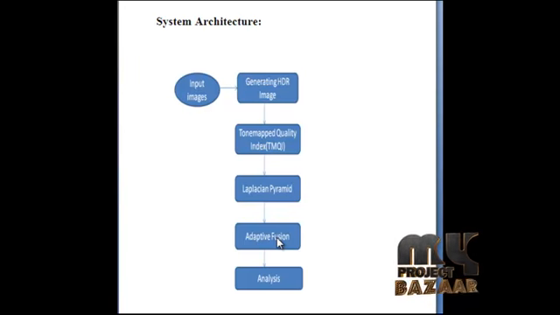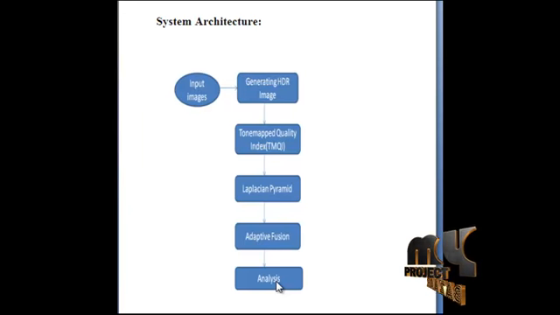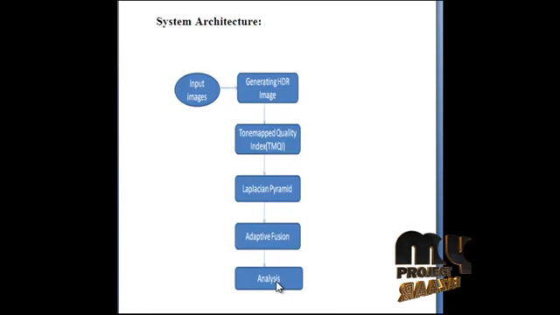The generated tone mapped quality index and the Laplacian pyramid are passed to the adaptive fusion. Here the generated images are fused, and finally after the fusion we get the tone mapped images. The generated tone mapped image is passed to the analysis part. In analysis we are computing the MSE and PSNR values. MSE stands for mean square error and PSNR stands for peak signal to noise ratio.